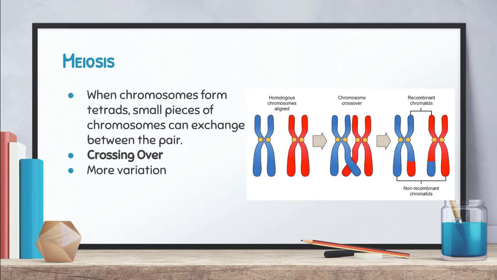So when chromosomes do form tetrads, a very small piece of chromosome can actually exchange between the pair. As you see, when the homologous chromosomes line up, there can actually be a little bit of a crossover. And that crossover results in more genetic variation. So you see we've got a blue chromosome, a red chromosome. They're homologous pairs, so they're a pair of the same type of chromosome. There's a crossover event that happens, and as a result, we have recombinant chromatids. We have one that is completely blue, one that's blue with a little red bit of chromosome at the end, one on the right-hand side that's completely red, and one that's mostly red with a little bit of blue. This crossing over event results in more genetic variation in the offspring that are produced.